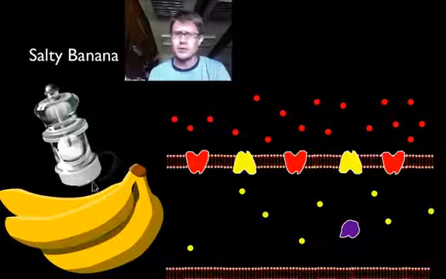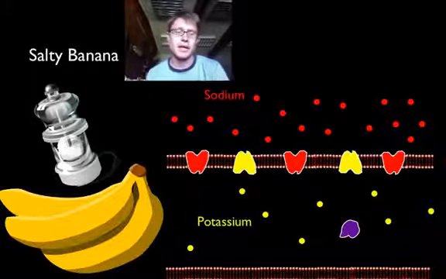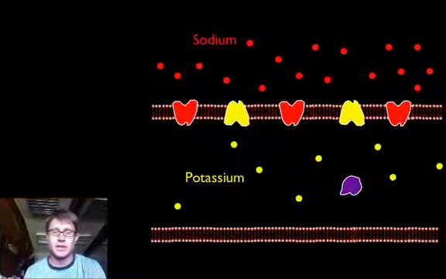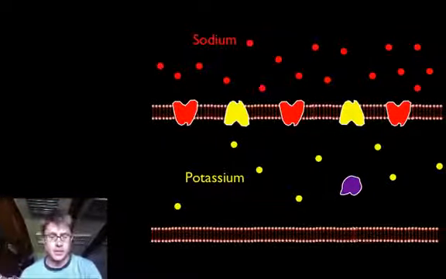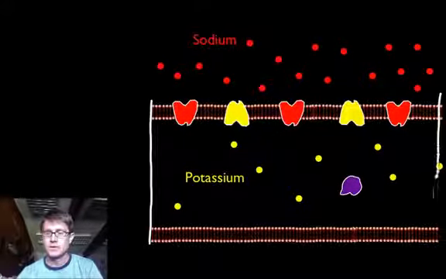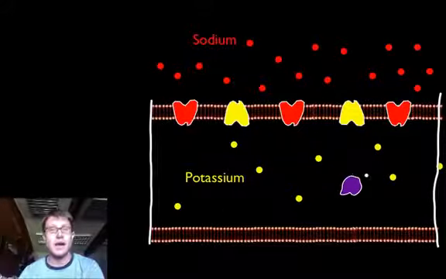Well, what do you know about salt? Salt's going to be high in sodium, and what do you know about a banana? It's going to be high in potassium. So if we get rid of the salty banana for a second, and look at a neuron, I've just drawn right here a section of it. We've just taken one portion of a neuron. Up here we're going to have the dendrites, down here we're going to have the axon terminal. So this is just a portion of the axon.